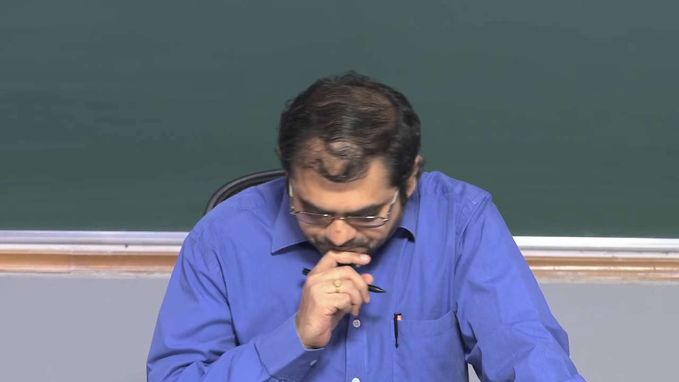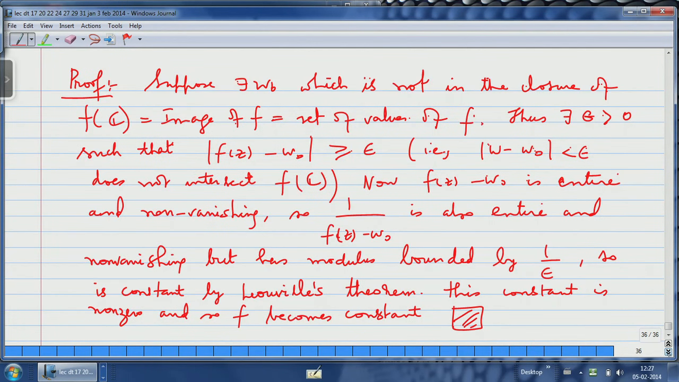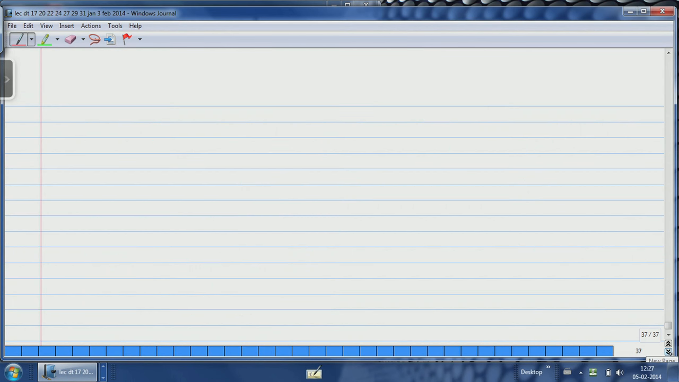Fine. Now what we have at the moment is the idea of a function having a removable singularity at infinity. And then of course you can ask the usual questions that you would ask for a function which is analytic at a point.